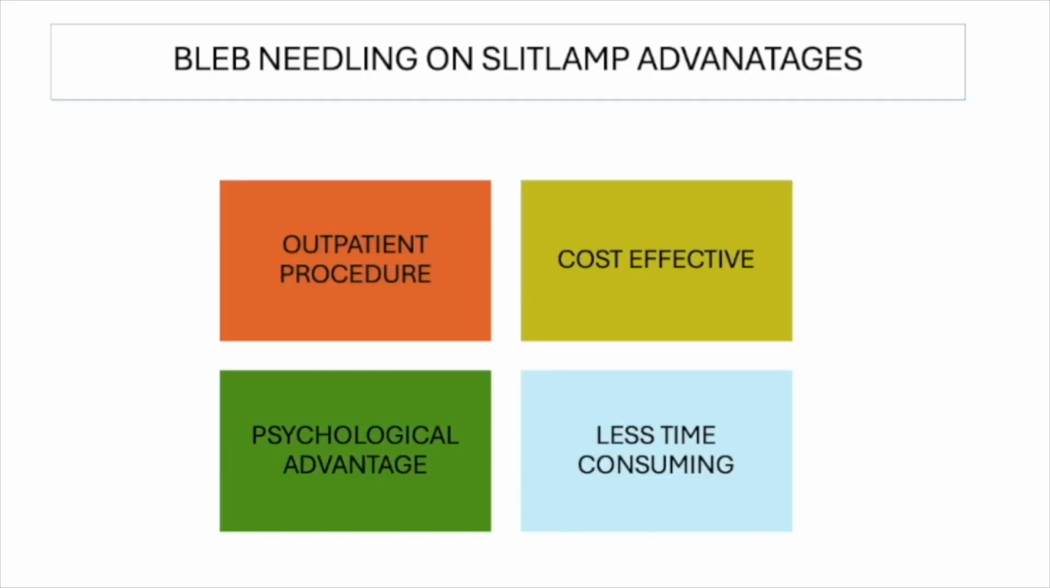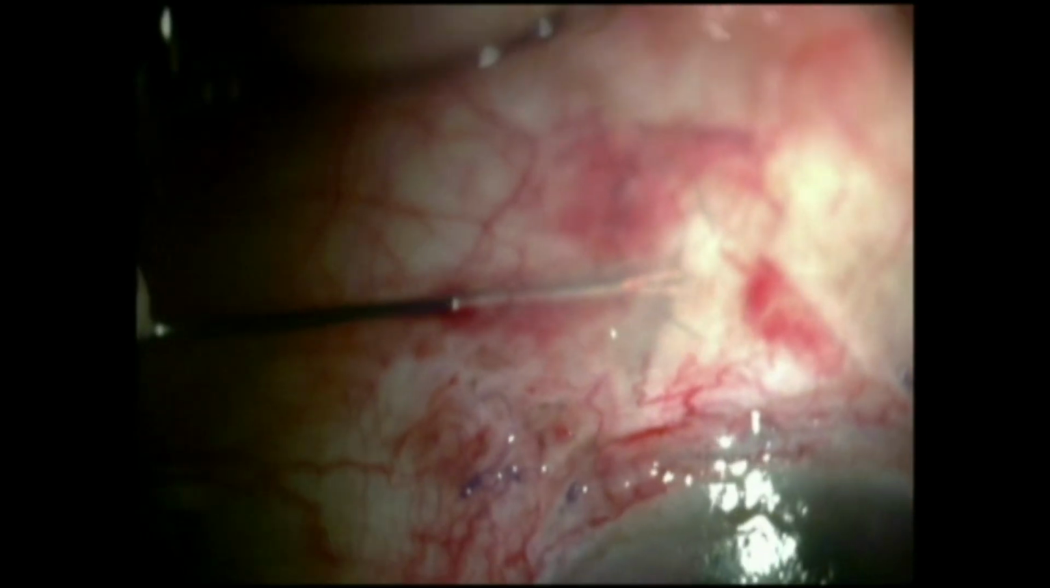Bleb needling can be done as an outpatient procedure on the slit lamp. It is cost effective and less time consuming, with the added psychological advantage of the patient not revisiting the operation theatre. Steps are almost similar as discussed previously.